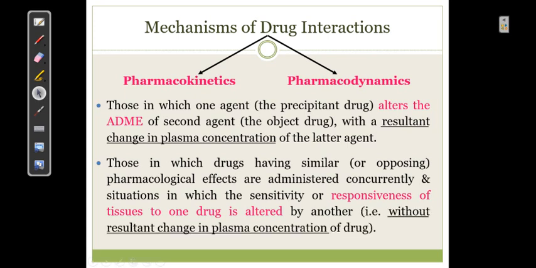And yes, here it is possible that plasma concentration may not get changed. It may get changed sometimes also, but it is not always the case. So it is normally without a resultant change in the plasma concentration. That is what you can say. While in case of the pharmacokinetic drug interaction, it will always lead to a change in plasma concentration. So with this I complete today's lecture.